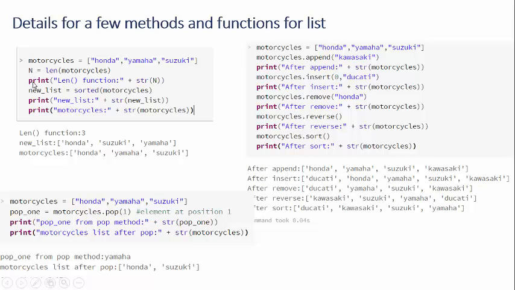Then I print with some expanded information, n, and combine those two pieces together. And also remember the str function converts a numerical value to a string such that we can combine those two pieces of information. And it returns the len function result, 3, which tells us there are 3 elements in the motorcycles list.